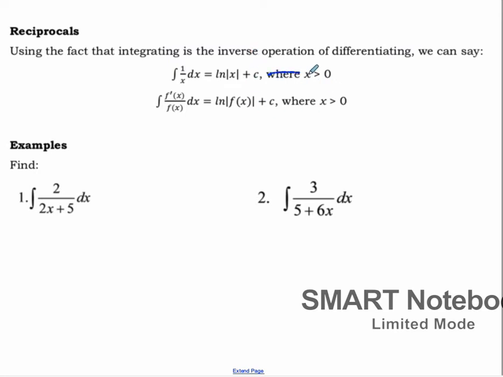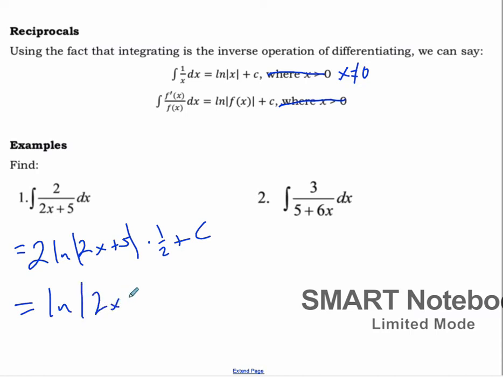Yeah, this actually doesn't make sense, so I have to delete that. But I should probably say x is not equal to 0. Anyway, integral of 1 over x equals ln absolute value of x plus c. So over here, when you integrate, you're going to get 2 ln absolute value of 2x plus 5. But by chain rule, you're going to multiply by an extra half. Plus c, so the halves cancel. You have ln absolute value of 2x plus 5 plus c.